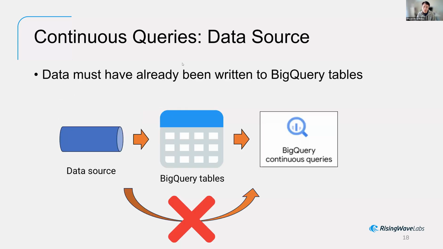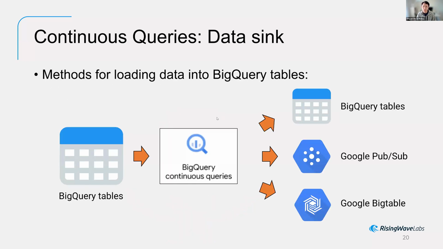So, back to the data sources. If you want to use BigQuery continuous queries, you actually have to first load the data into your BigQuery table. That's the only way you can use BigQuery continuous queries. You cannot directly connect your Kafka into the BigQuery continuous queries. It's not permitted.